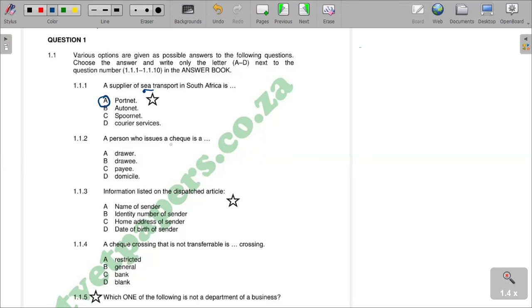Let's go to 1.12. A person who issues a check is a drawer. A person who receives is the drawee. This is the receiver. Let's go to 1.13. Information listed on the dispatched article is the name of the sender and also the address of the sender. So the answer is A and C. They are applicable.